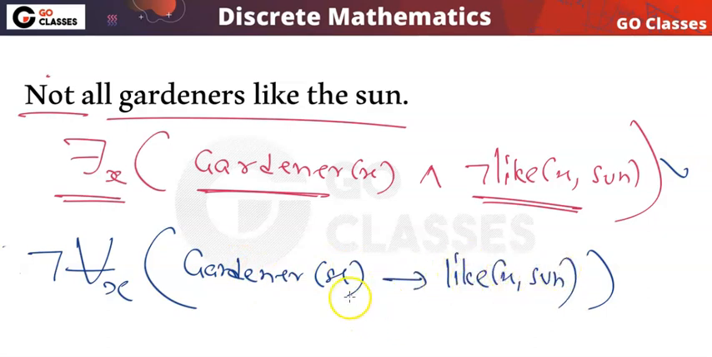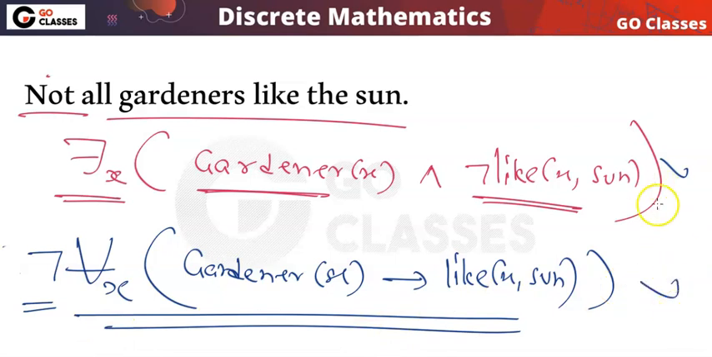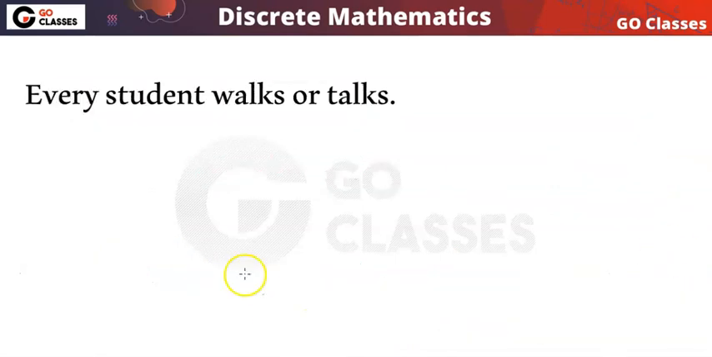So this is very simple. It is not the case that all gardeners like the sun. Correct? Very simple. Okay, so both are equivalent. You can check it out. Next. Every student walks or talks.